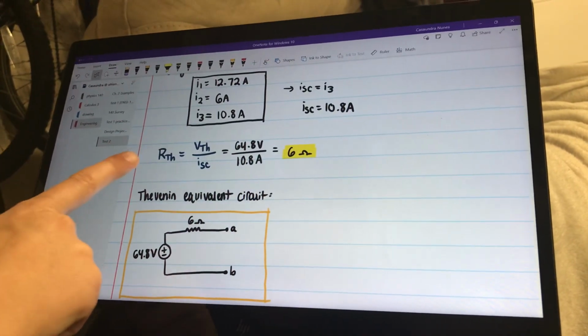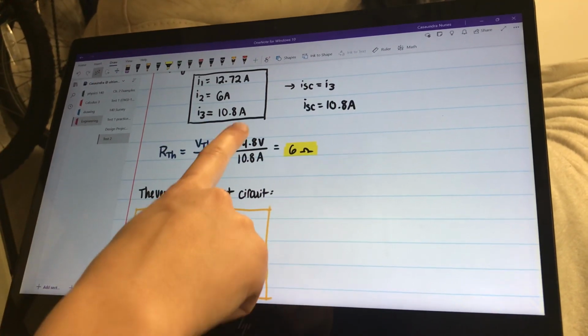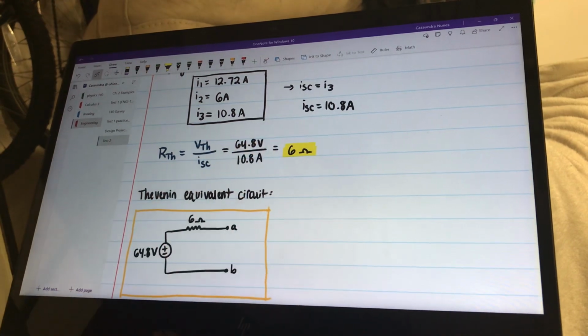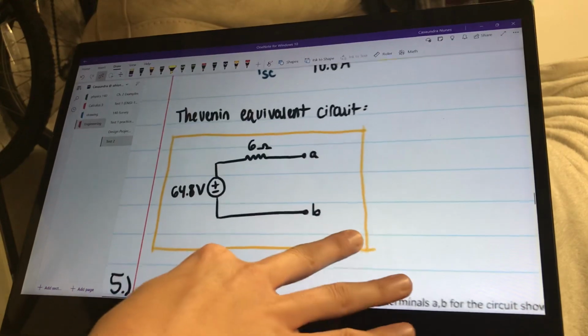R Thevenin is found by putting V Thevenin over ISC, and I put 64.8 volts over 10.8 amps, and I got 6 ohms for R Thevenin. And here I made the Thevenin equivalent circuit.